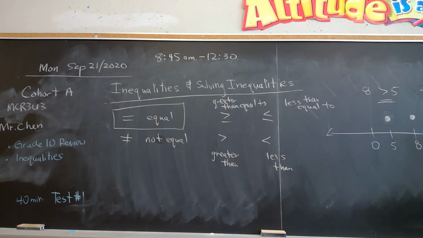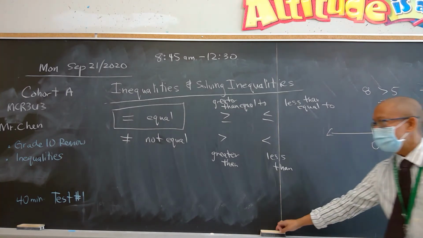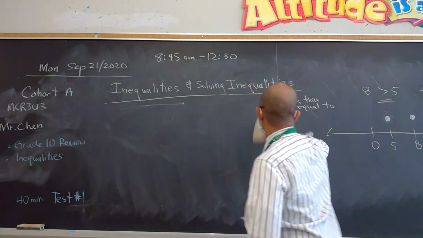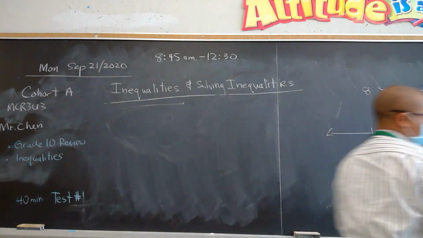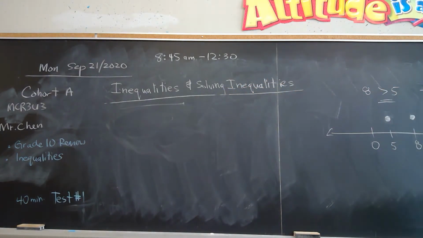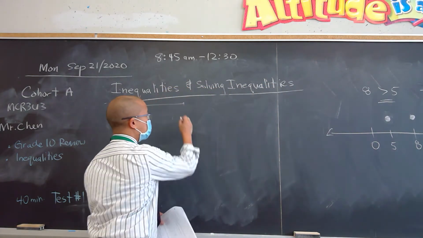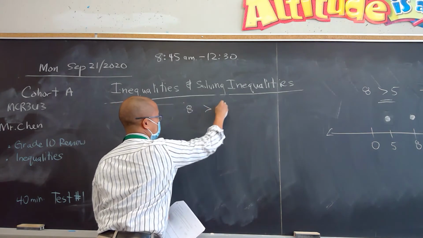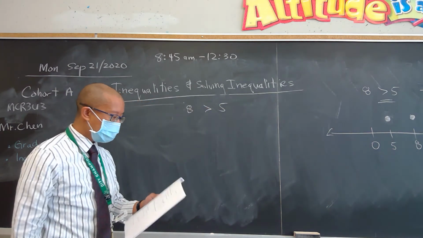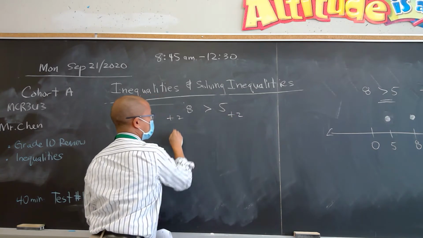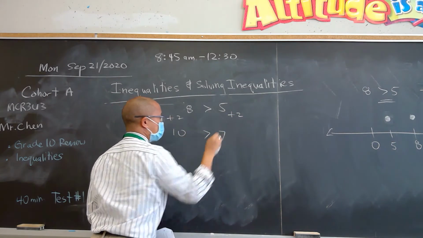And when solving, you usually have to have an unknown, right? So before we even get to the solving portion, let's follow through that table. Really, really easy. So we're going to take that example, 8 is greater than 5, and add 2 to both sides. So if we add 2 to both sides, we get 10 is greater than 7.